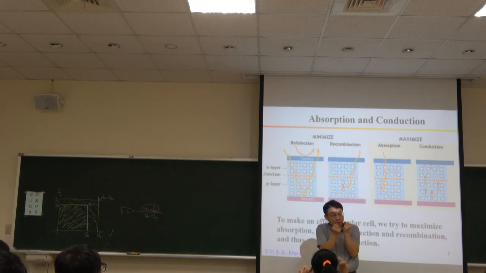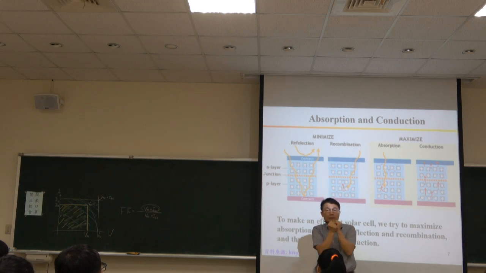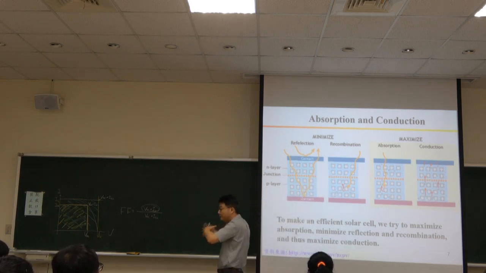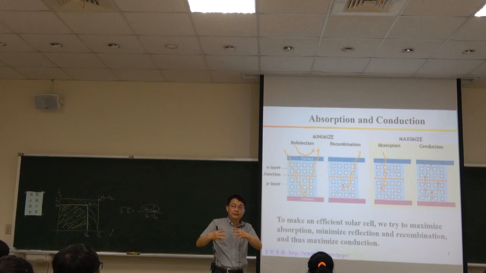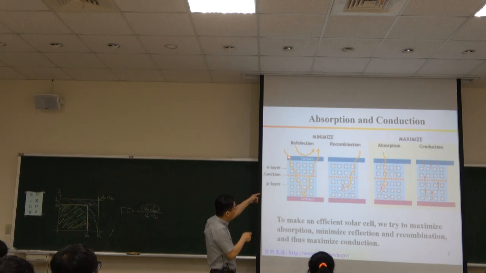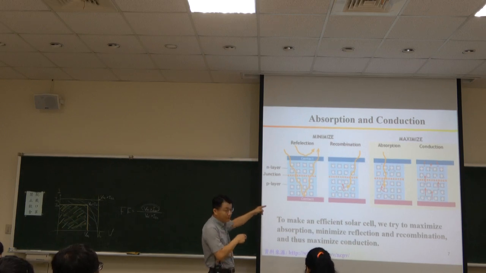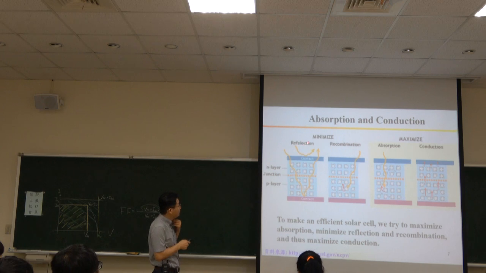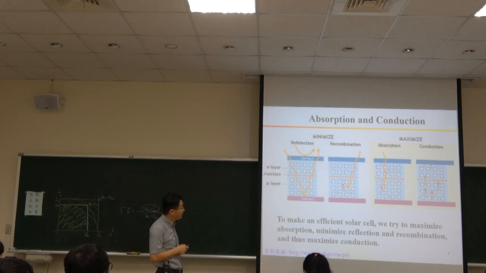So therefore, as much as we can, we have to absorb the light, to make the surface allow so-called light penetration or light scattering. If the light is just reflected, then less light is absorbed into the materials. So therefore, we have to minimize reflection, and also minimize the recombination.